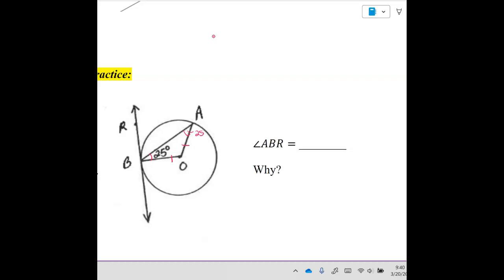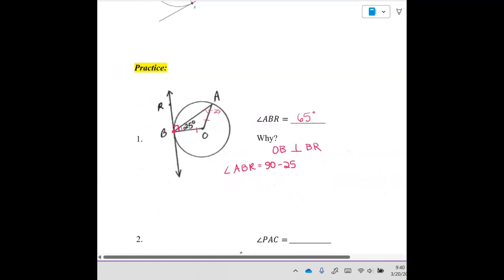Now they wanted us to find the measure of angle ABR. So if you think about this, we have a radius at OB. B is our point of tangency. So we know that OB has to be perpendicular to BR. So we know that's got to be a right angle, a 90-degree angle. And if angle ABO is 25 degrees, then angle ABR is going to be 90 minus 25. So 90 minus 25 is going to give us 65 degrees for angle ABR.